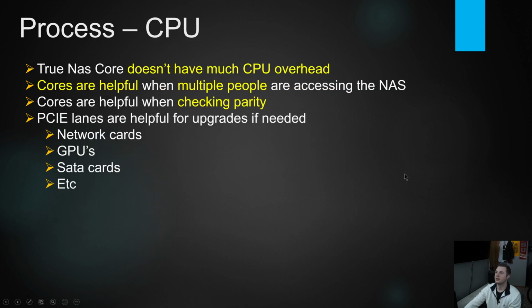So here's that. Let's go over the CPU. It's not very CPU intensive for the TrueNAS Core, at least. If you start doing a VM server because you have that server there, that changes entirely where you're going to need those threads. Cores are helpful when multiple people are accessing your NAS server, which is true, and then checking parity as well. Multiple cores is helpful. PCIe lanes are helpful for future upgrades if the use case ever changes.